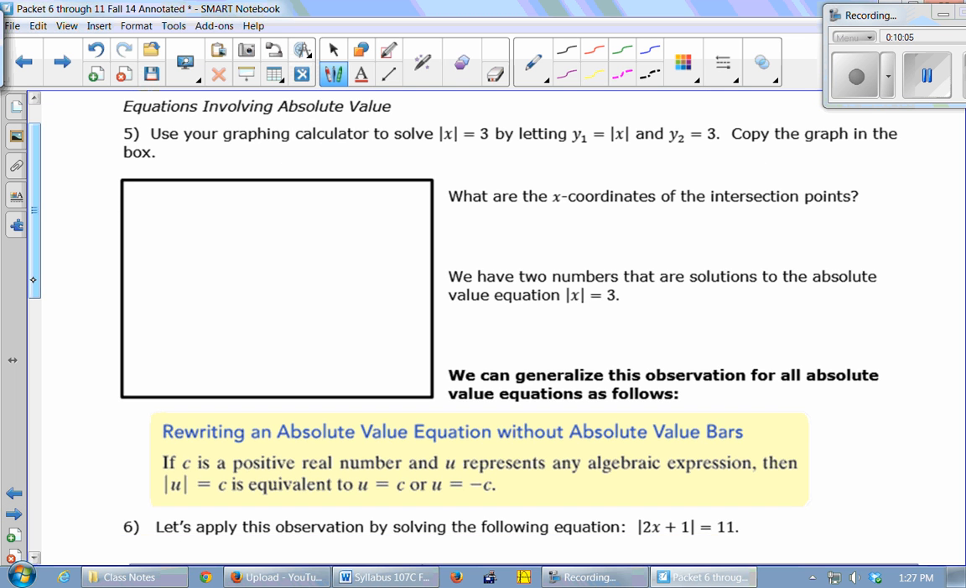All right, now we're going to look at equations with absolute values in them. How to solve an equation with an absolute value in it. So we're going to use a graph to solve the absolute value of x equals 3. By typing the absolute value of x, I'm going to graph the absolute value of x, and I'm going to graph y equals 3. I'll actually do it in GeoGebra just because it's a nicer picture.